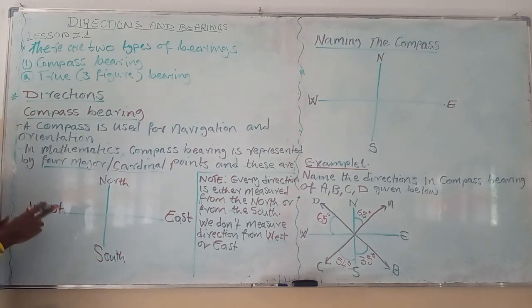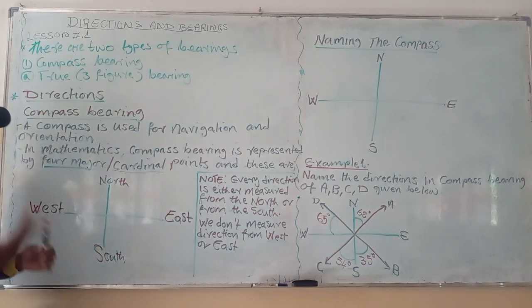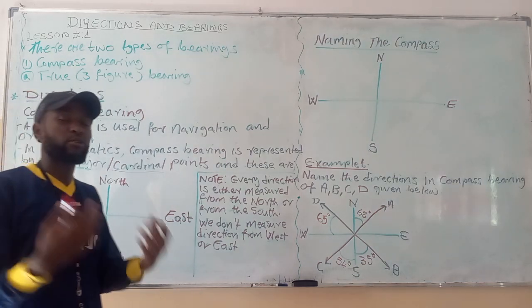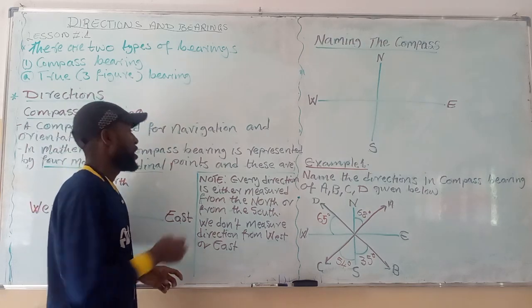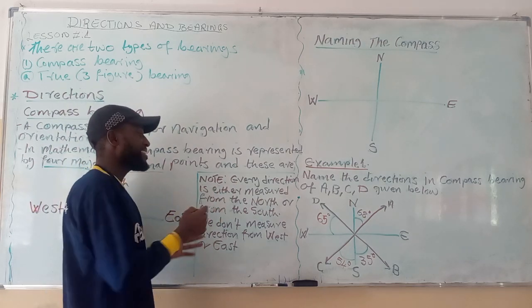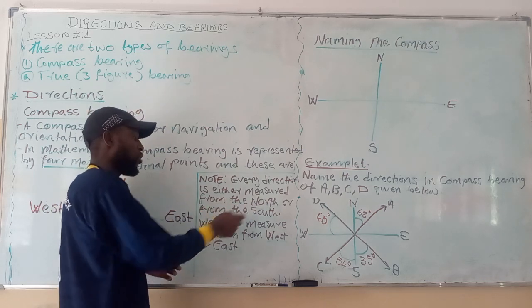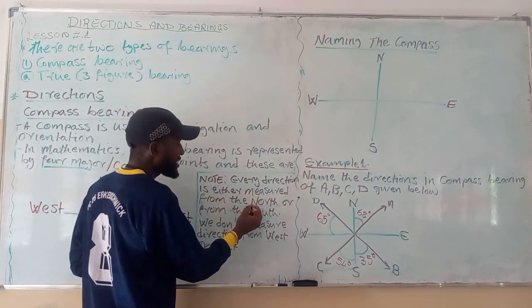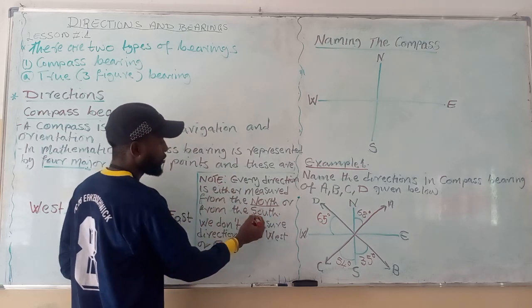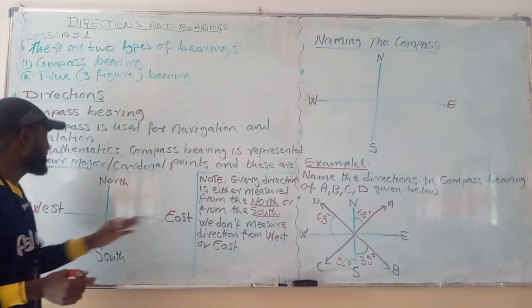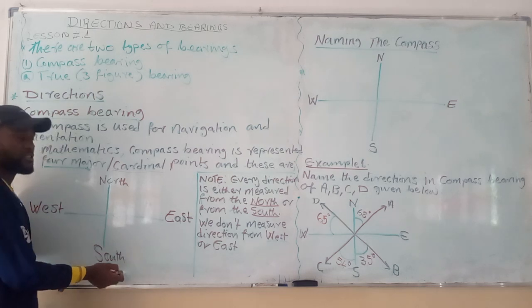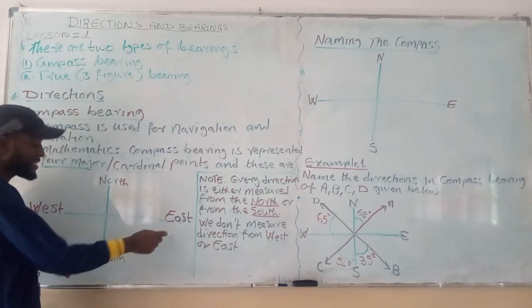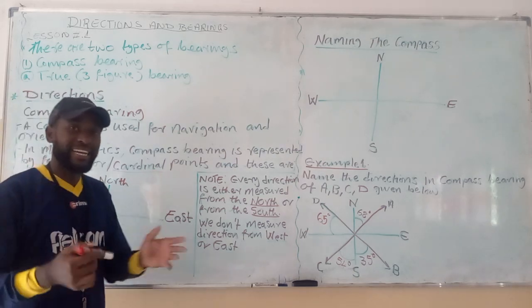Now, the important thing is that when you know these directions, you need to know how these directions work. How can I use this direction to get the correct answer? Note, I'll put a note here for you just to know that this is serious. Note, every direction is either measured from the north or the south. You only measure direction either from the north or the south. You don't measure directions from east or west, no. It can never be east-north or east-south. Then that is a wrong direction already.